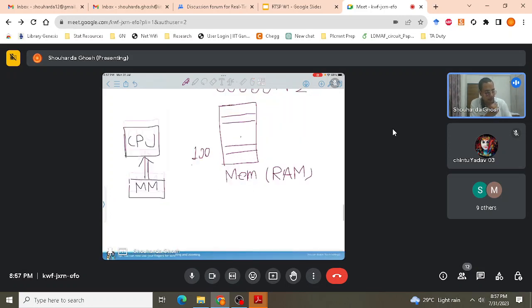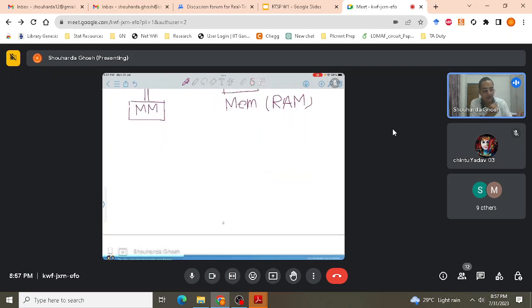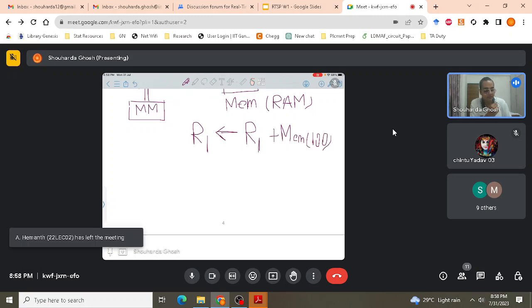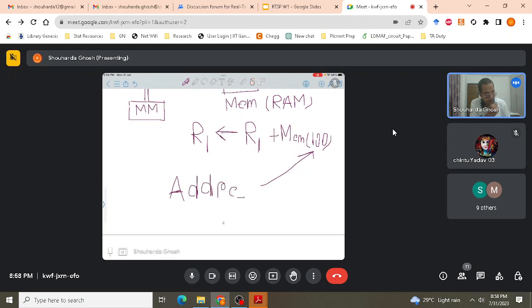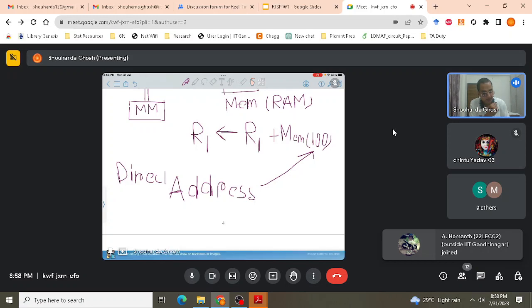So you may have some kind of an opcode, an assembly level instruction, which says R1 gets R1 plus mem 100, okay. So at memory location 100 some value is stored, and that value is added with the content of register R1 and stored into register R1. So what is happening over here is that I am directly giving the address, see the word address. You can see the address, right?